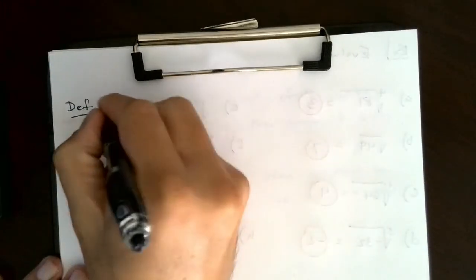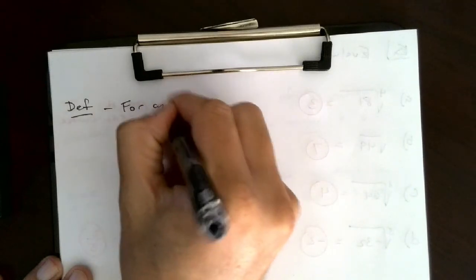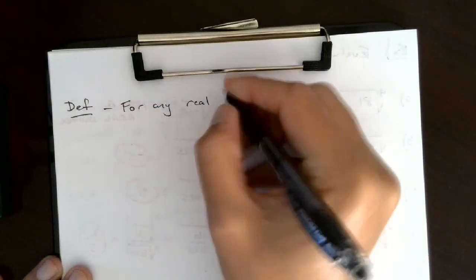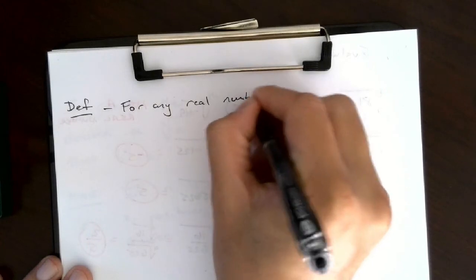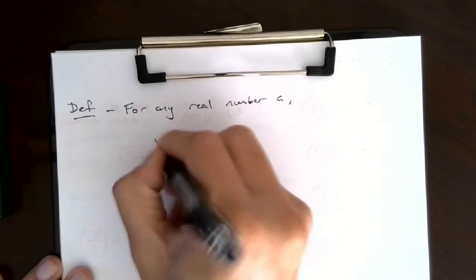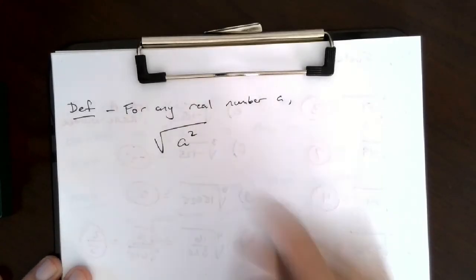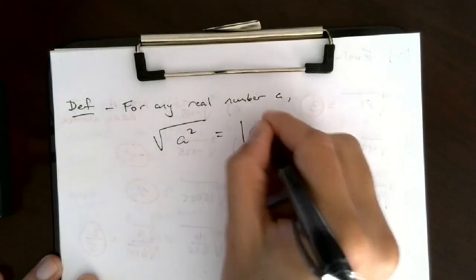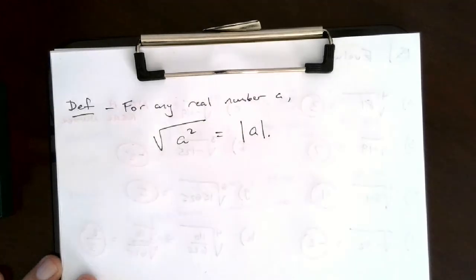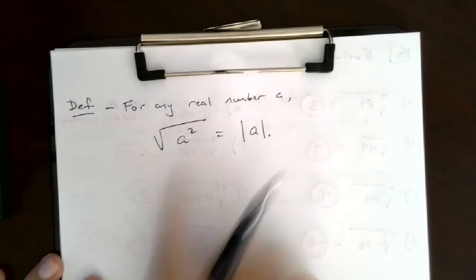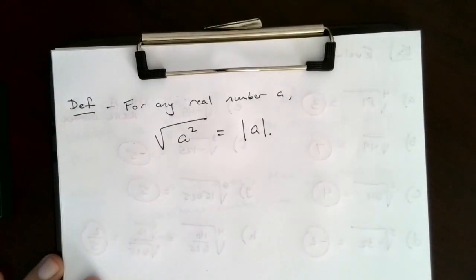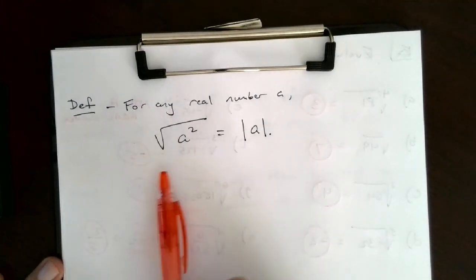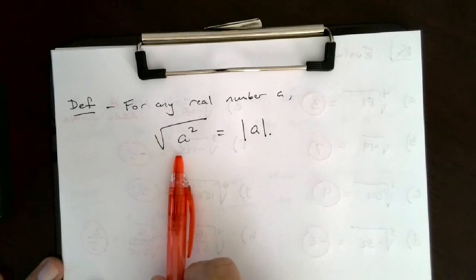So if I said for any real number a, the square root of a squared, whether a is positive or negative, is equal to the absolute value of a. Now remember what absolute value means. It means take the positive of whatever a is. So let me give an example of what this means, because sometimes people say the square root of a squared is just a by itself, and that's not always true.